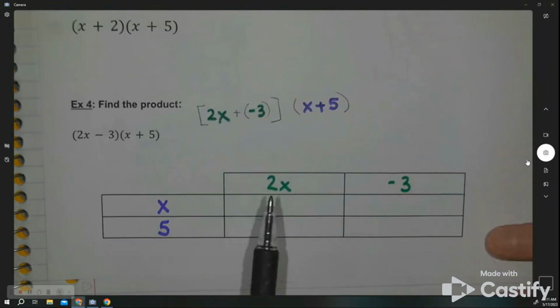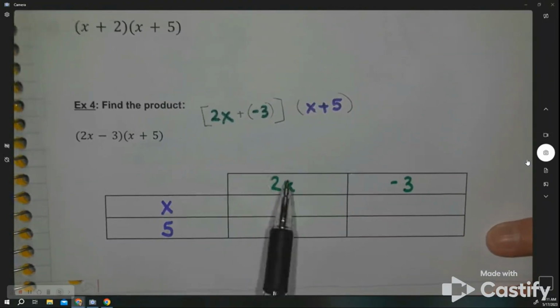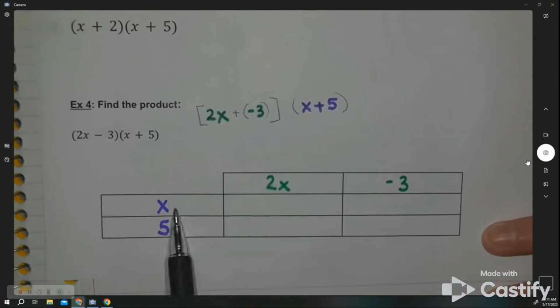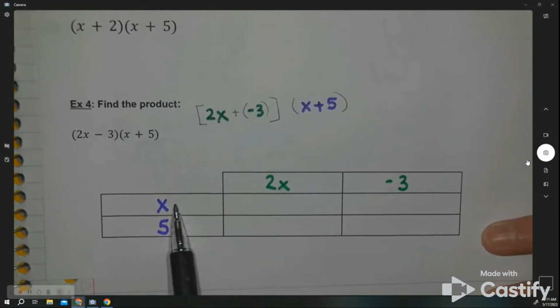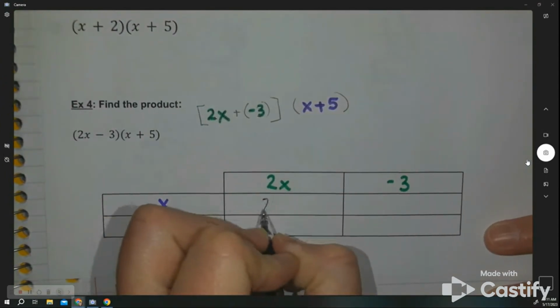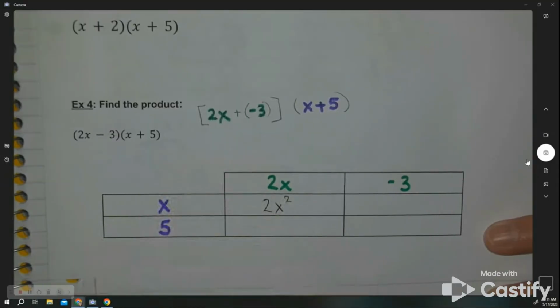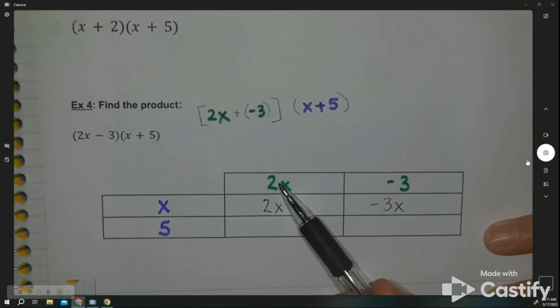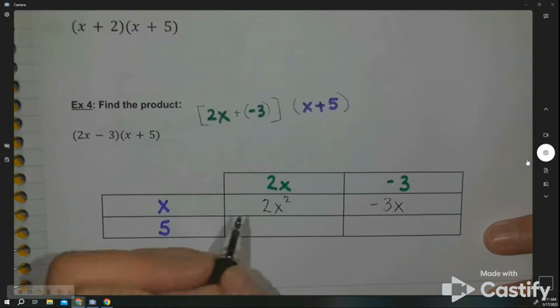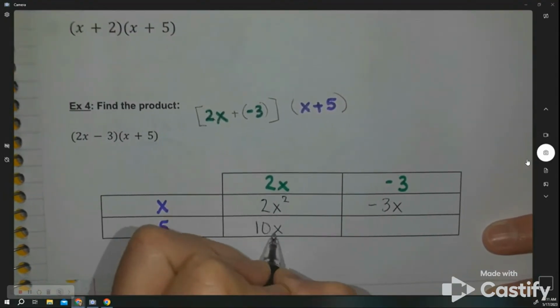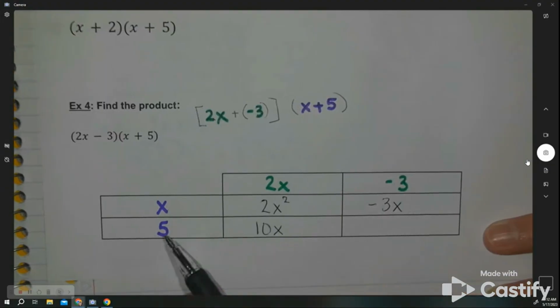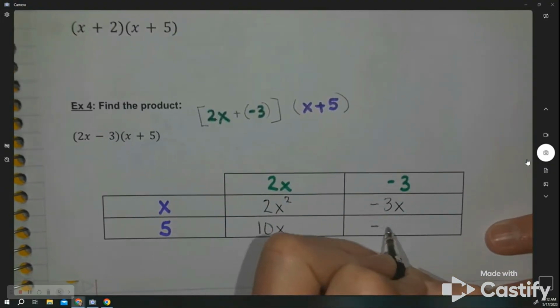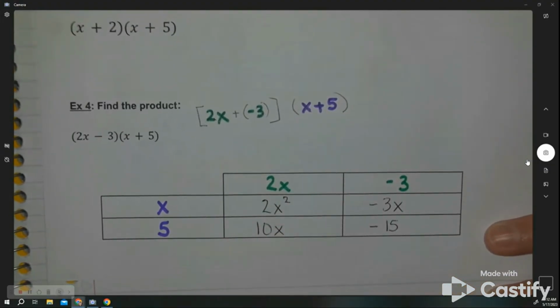So now, just like when you use a multiplication table, we're going to multiply this column by this row. So 2x times x would give us 2x squared. And then I have -3 times x, so that's -3x. 2x times 5 gives me 10x. -3 times +5 is -15.